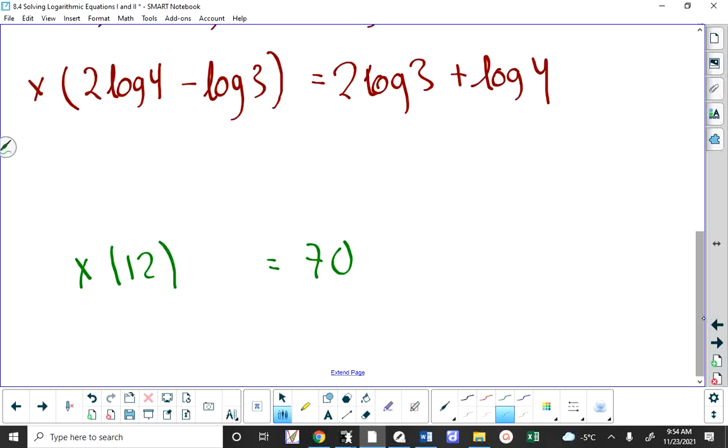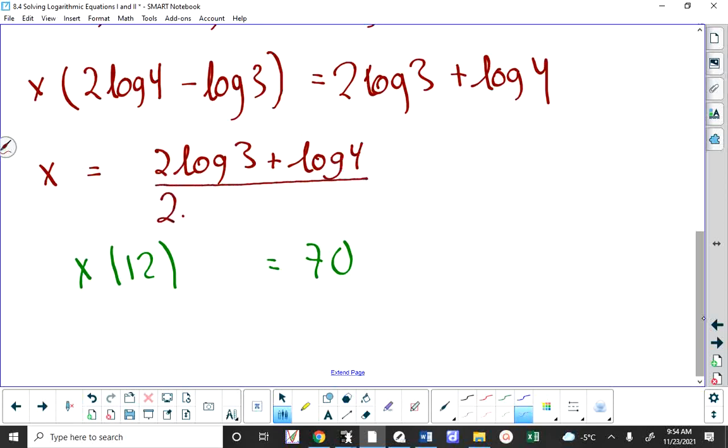So what we have to do here is write that x is equal to 2 log 3 plus log 4 divided by 2 log 4 minus log 3. So any questions with the steps there in getting that?